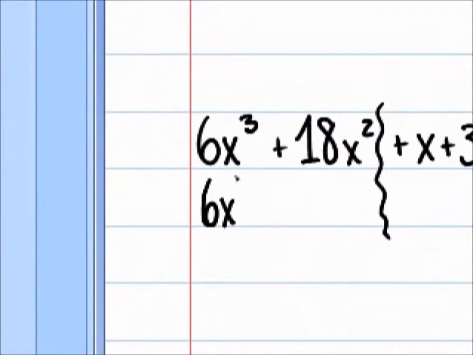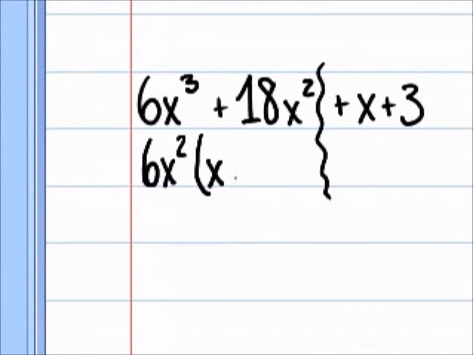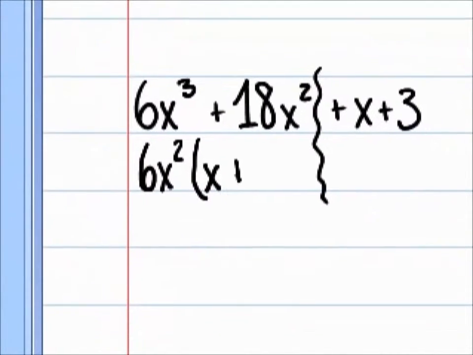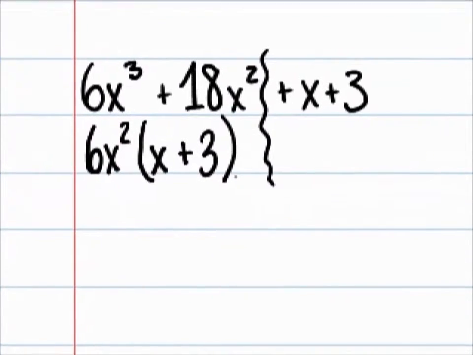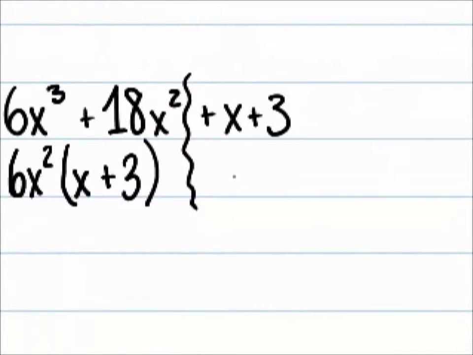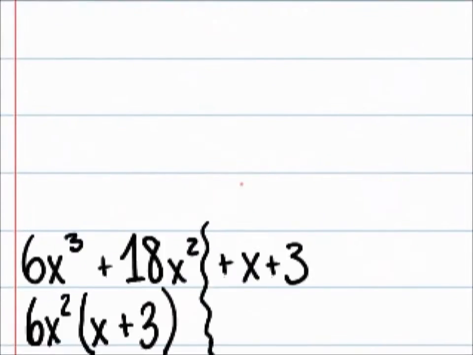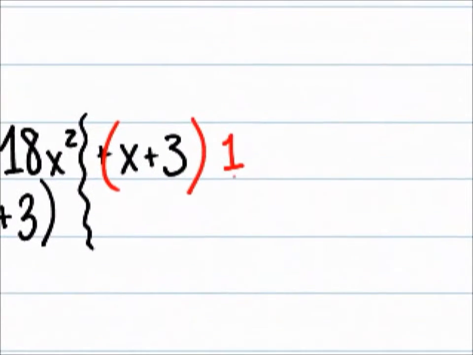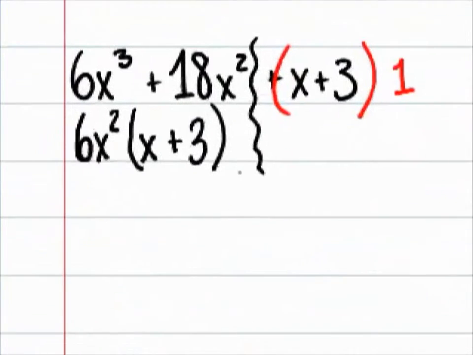6x squared times x, right, plus 3. Oh, and look, we have x plus 3 here. So what would go in front, right, if we were to do this, we would have a 1. So that's called the invisible 1, what I like to call it.